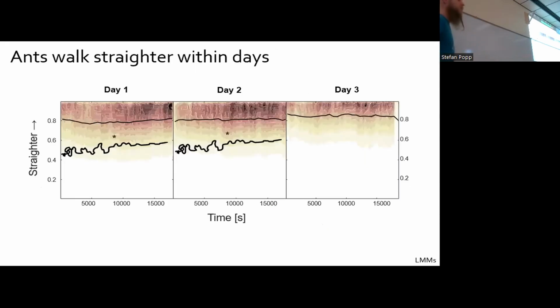Ants also walk straighter within days. You can't really see that well, but again, they are significantly becoming straighter and also faster. I don't show you the data for the speed because it's in the same direction, but they move faster and also straighter, which are correlated with one another.